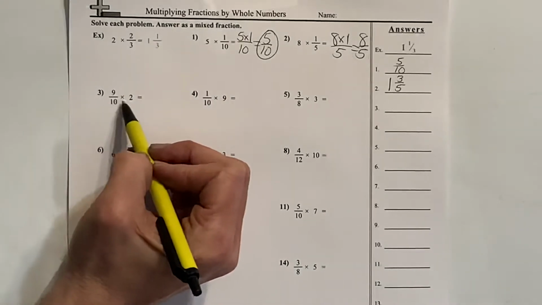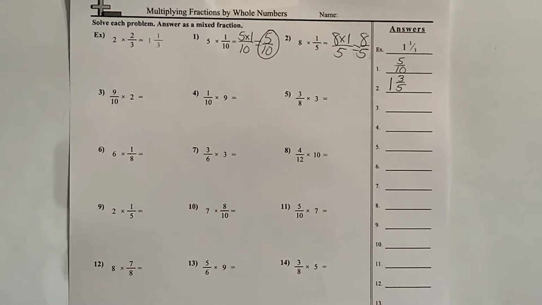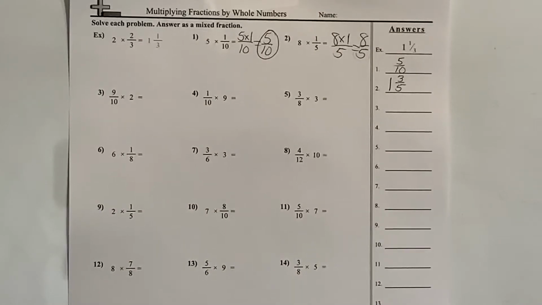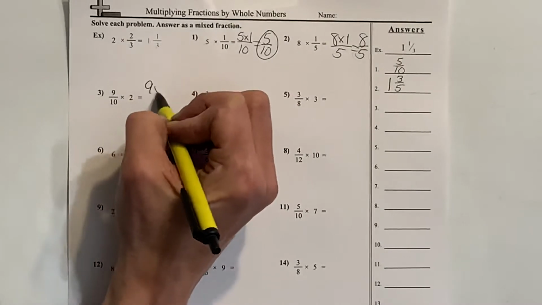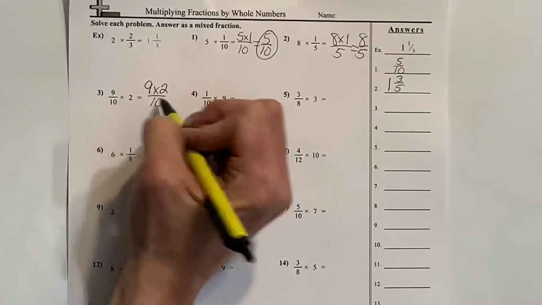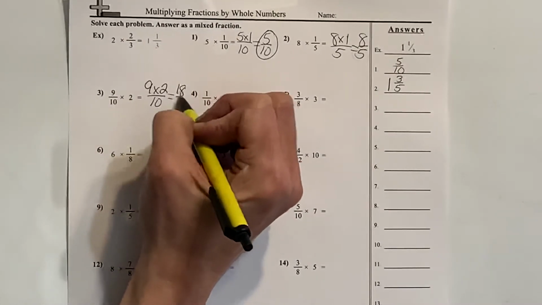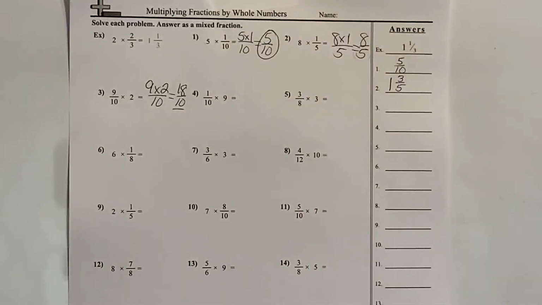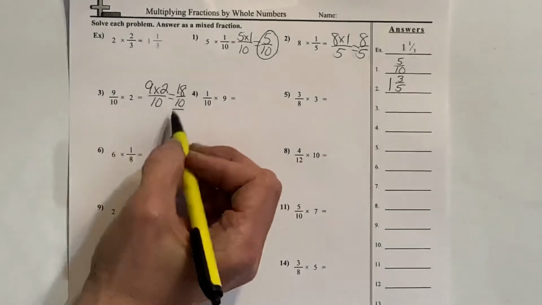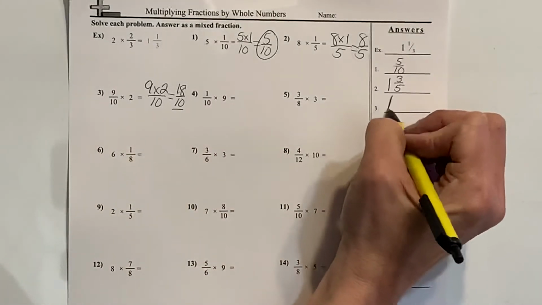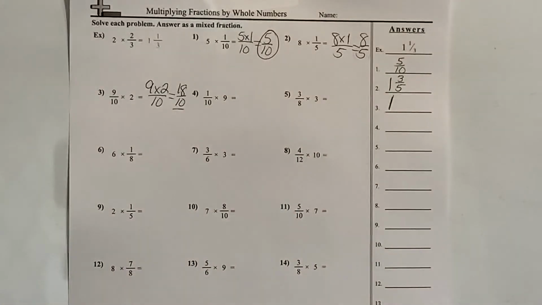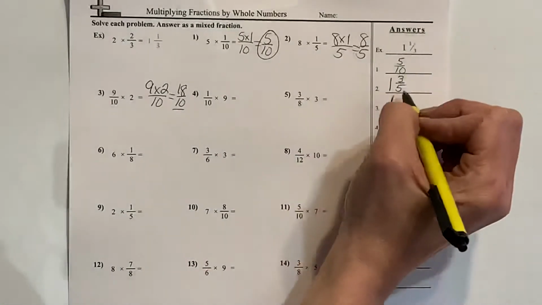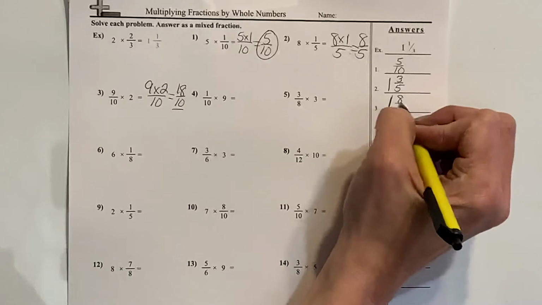So 9/10 times 2. If we wrote that out as repeated addition, that would be 2 groups of 9/10. That would be the same as 9 times 2 over tenths, which would equal 18 tenths. Well, I noticed this is an improper fraction. 10 tenths would be 1 whole. So if we take 10 tenths out, we've got 1, and then we have 18 minus 10, which would give us 8, so 1 8/10.